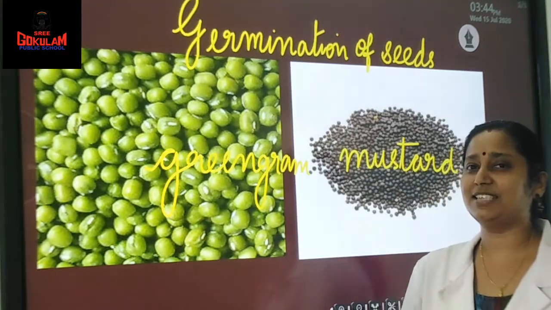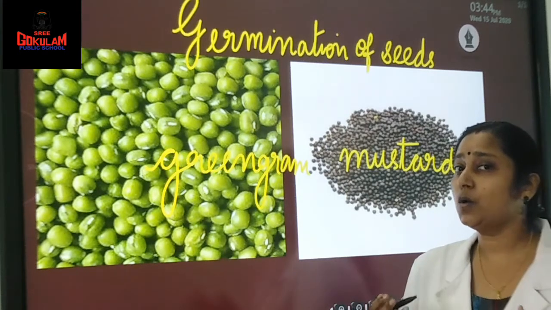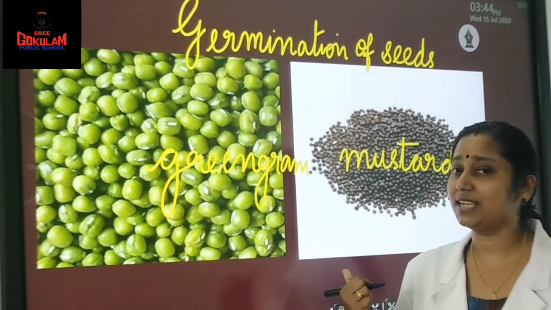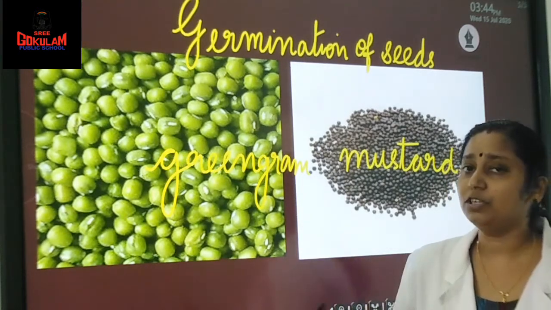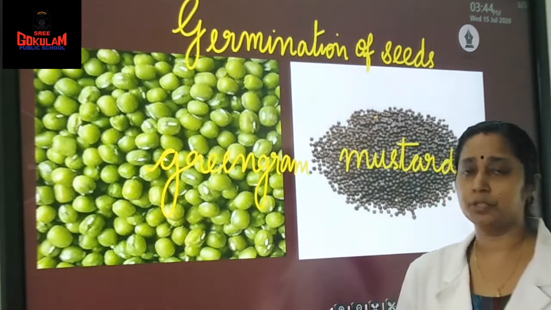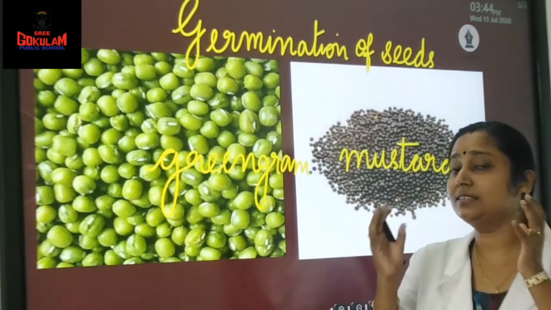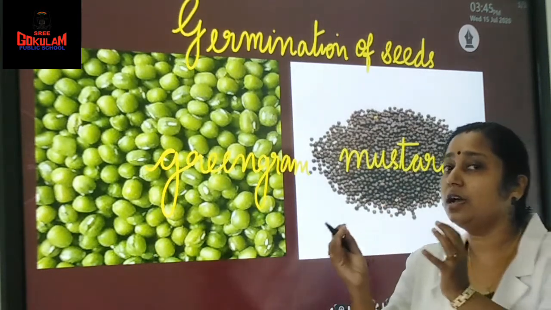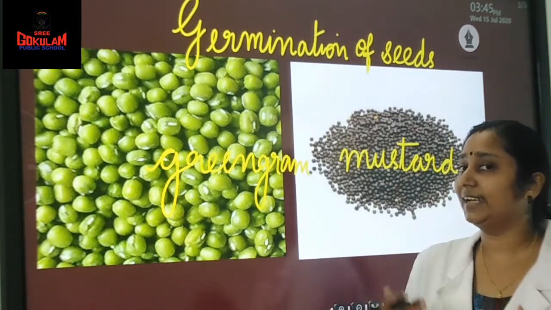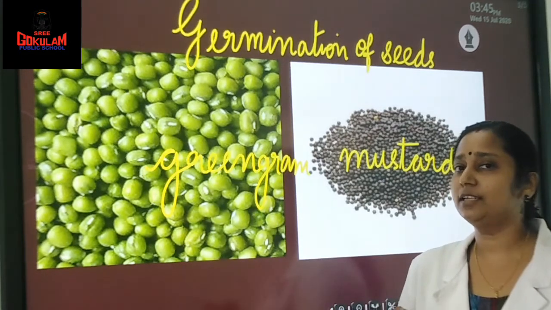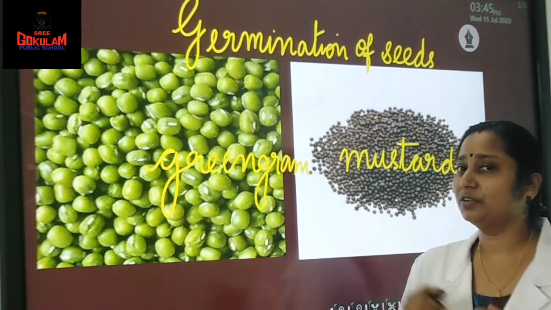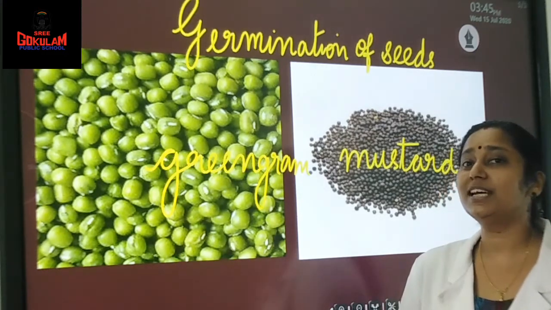By doing this activity, you can understand how a plant grows from a seed, how a plant comes out of a seed. You have to observe it. You have to keep this wet cotton near a window or where the seed gets proper sunlight, so that it grows properly. After 2-3 days, when you check the wet cotton, you can see a small plant coming out of the seed.